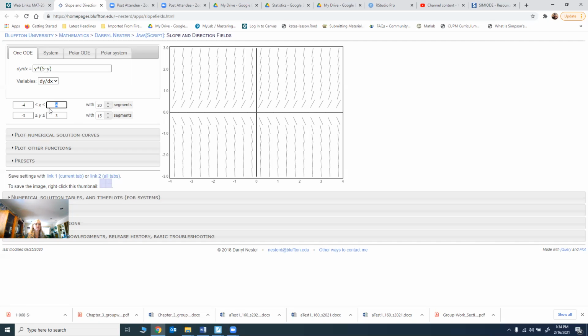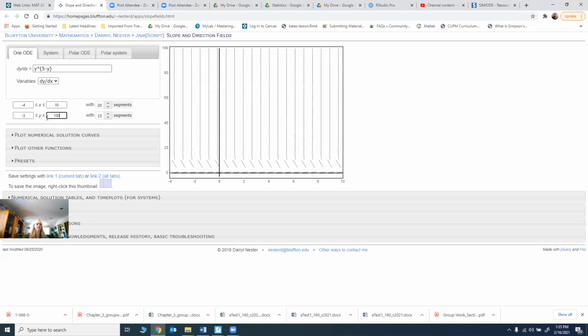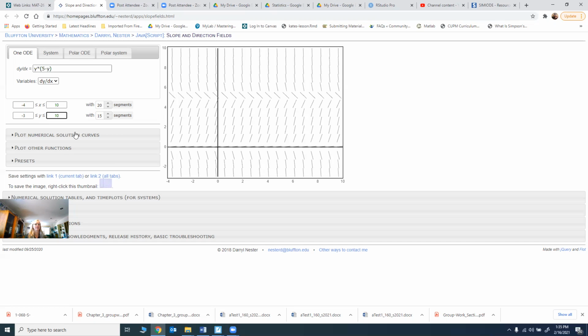And I'm going to change this window a little bit. Maybe that's my problem. I can't see enough of the window. So let's let our x's go to maybe 10. And maybe our y will go up to 10. No, maybe 100, or 1,000, or 10,000. Oops, it's too high. There we go. 10 was right. I don't know why I didn't stop there. Okay, so here's our graph.